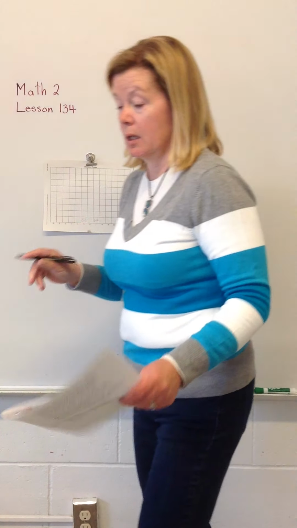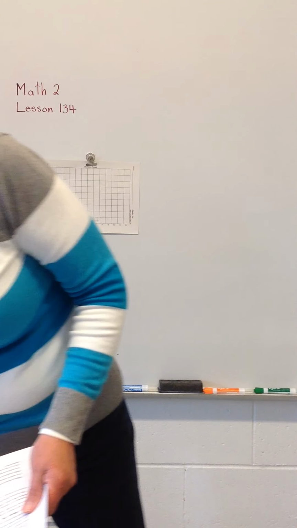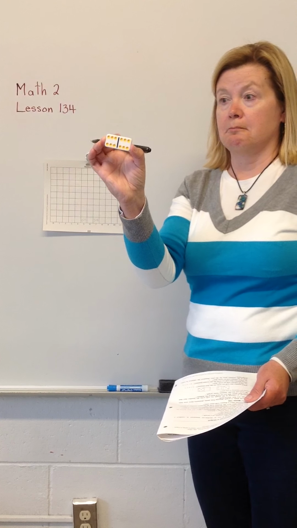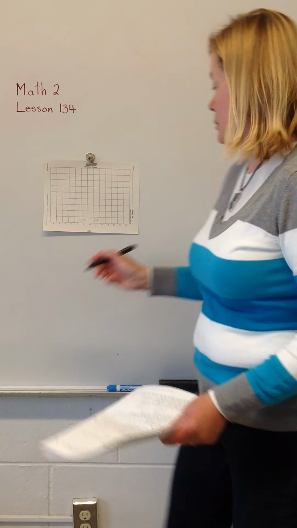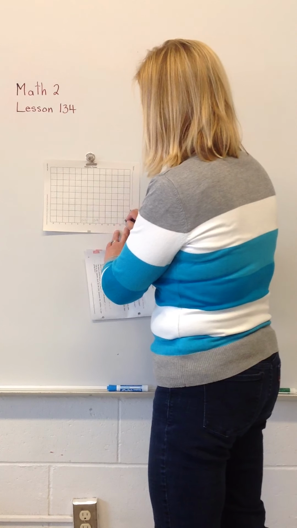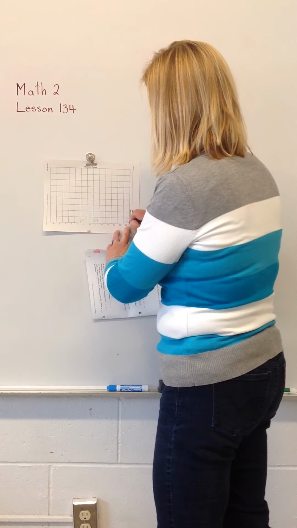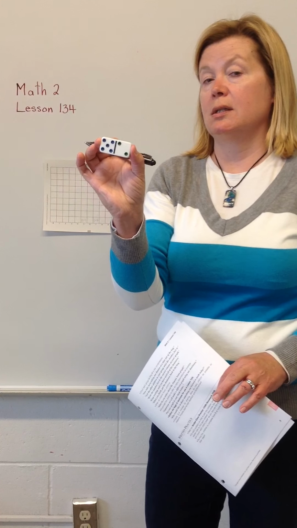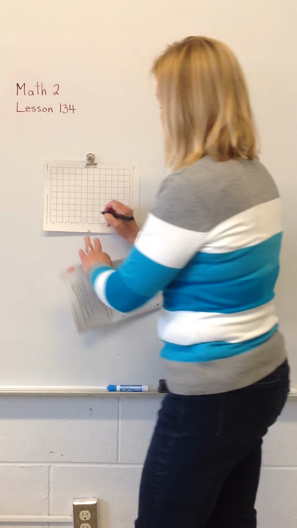And I have a desk full of dominoes, so we're just going to keep going through. Oh, look at that one. That's double sixes. So it's 6 plus 6, 12. Well, that's what you're writing there. Which column is this going in? I hope you said 7.